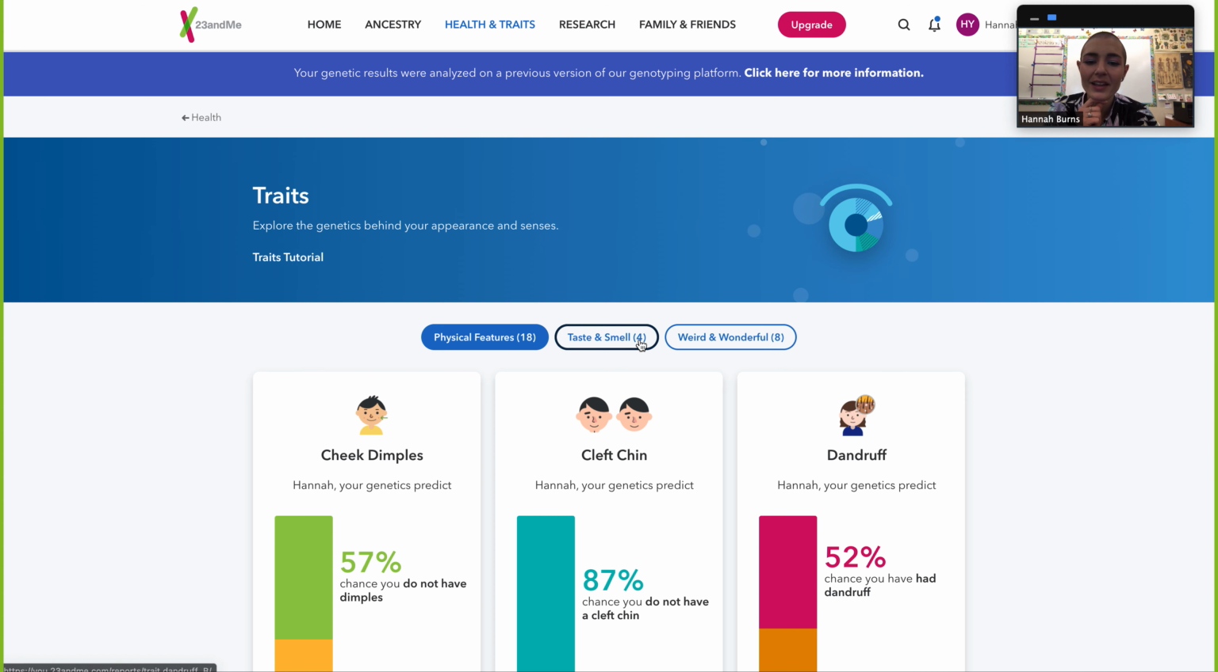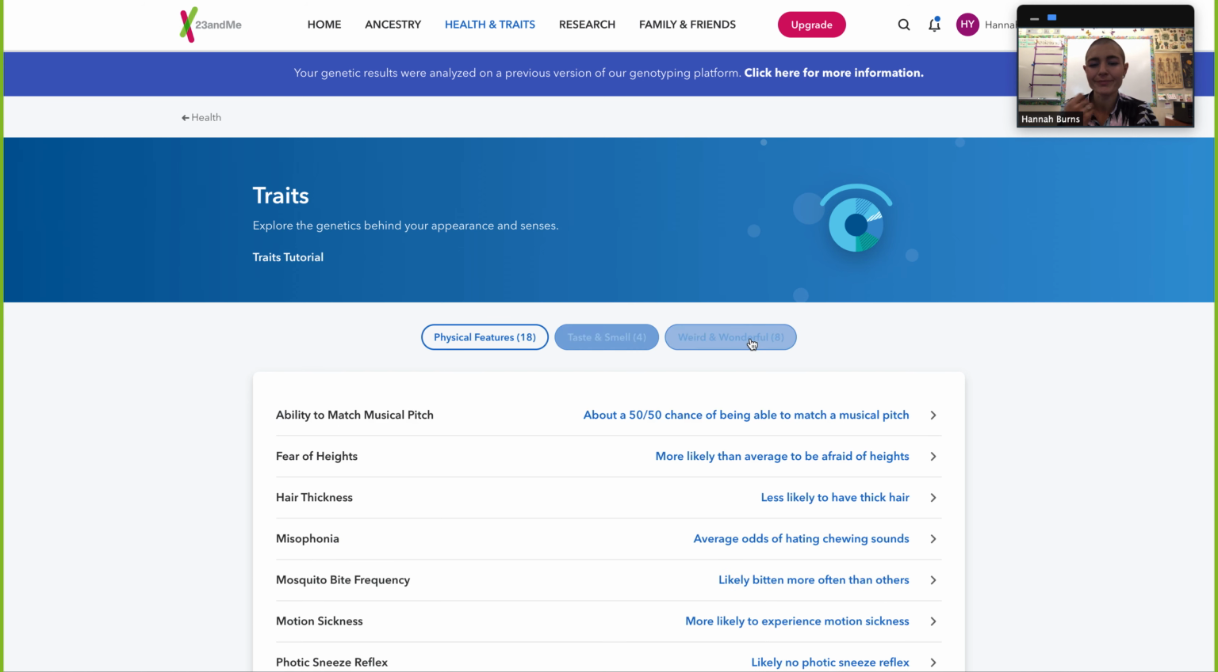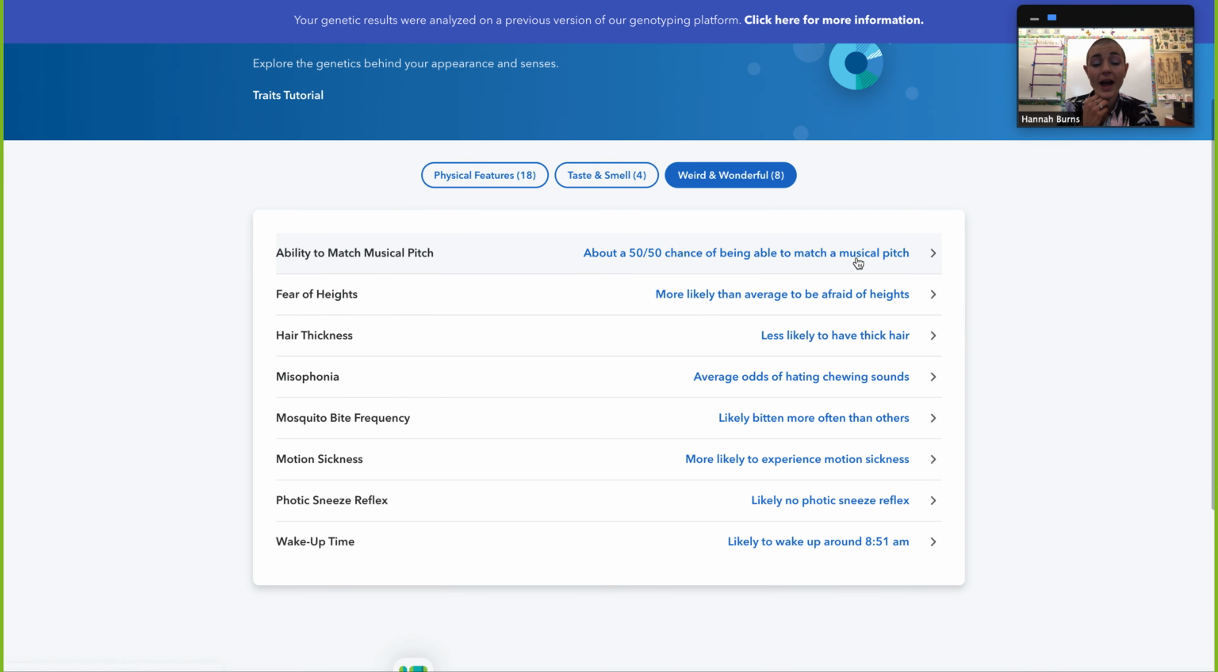One other thing, there's more tabs. Interesting. I do prefer sweet. I think I can smell asparagus. I definitely can taste bitter. I don't mind cilantro. I can match musical pitch pretty well. I'm more likely than average to be afraid of heights. But I'm not. I love heights. I don't have thin hair, but I don't have thick hair. I do not like chewing sounds.